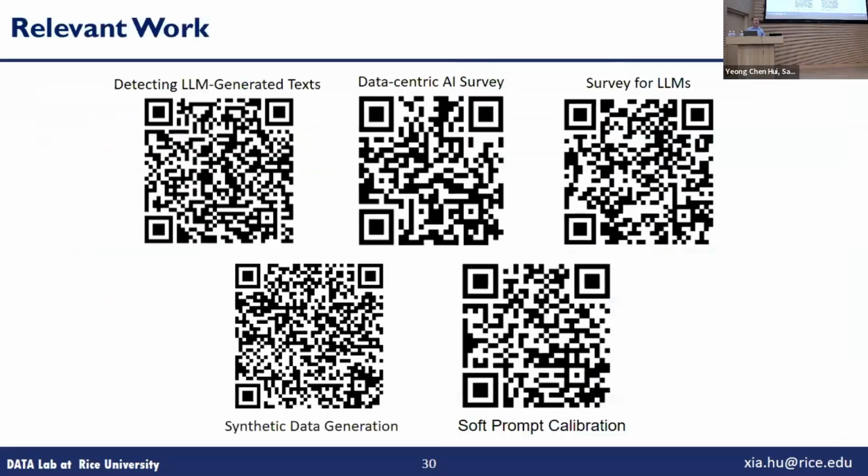So that's pretty much my talk today. And most of the contents covered in this stack of slides are from these 5 papers. Some of them are survey papers, and some of them are recently published technical papers.